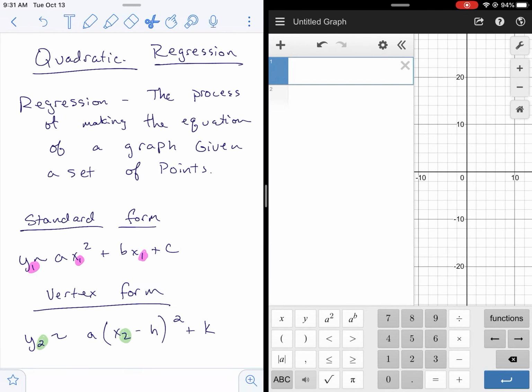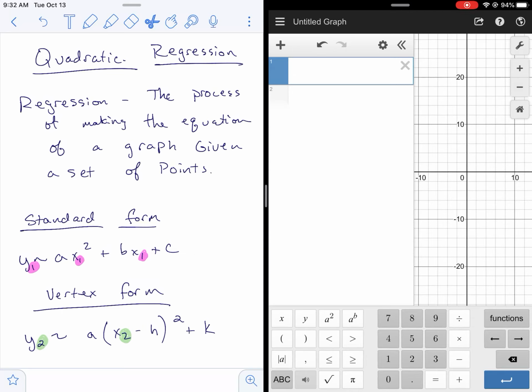Okay, this lesson is going to talk about how to make an equation given some points in Desmos. We're going to use Desmos to make an equation for a quadratic given a few points. It's called quadratic regression. Regression is the process of making the equation of a graph given a set of points. So we're going to start with the points and then get the equation. We're going to do this in two ways, standard form and vertex form.